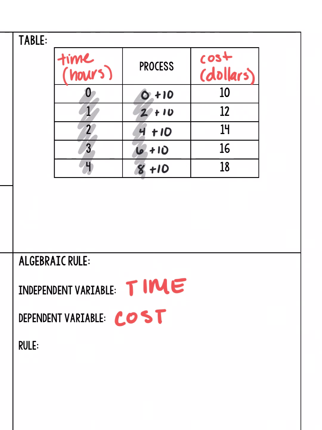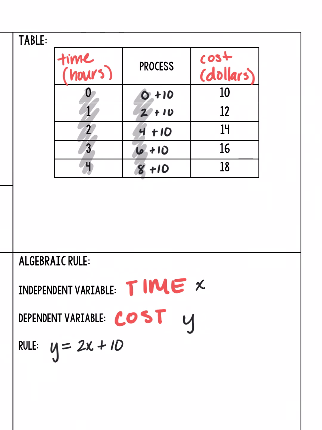Well, we can see that to go from 0 to 0 and 1 to 2 and 2 to 4 and 3 to 6 and 4 to 8, I'm really multiplying my time by 2. If you can see that this number being multiplied by 2 gives me this number, right? 0 times 2 is 0. 1 times 2 is 2. 2 times 2 is 4. 3 times 2 is 6. 4 times 2 is 8. So it looks like our rule is I'm going to take my hours, multiply them by 2, and then add 10. And that's how I end up with my cost. So my cost, I'm going to call that y. y is equal to my number of hours, which is x, times 2, and then I'm going to add 10.